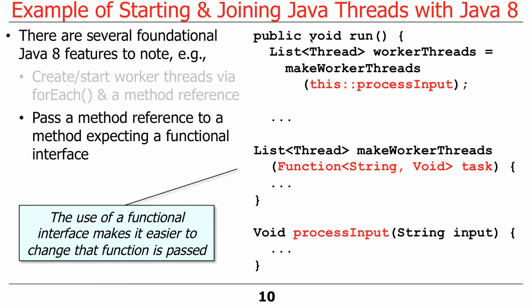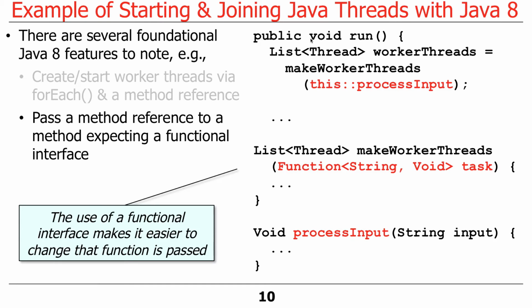So make worker threads is a factory method, and notice what we're doing here is we're passing it a function. So here's the method reference, and here's the method. And as you can see, this method takes a string and returns a void. And so we're able to pass process input in as the method reference to the make worker threads factory.